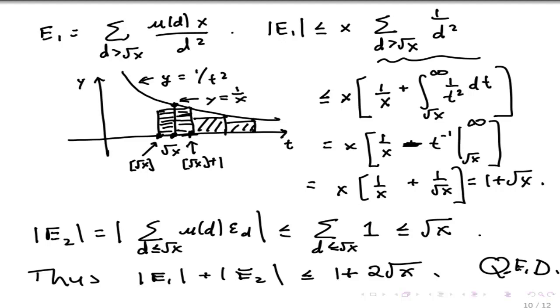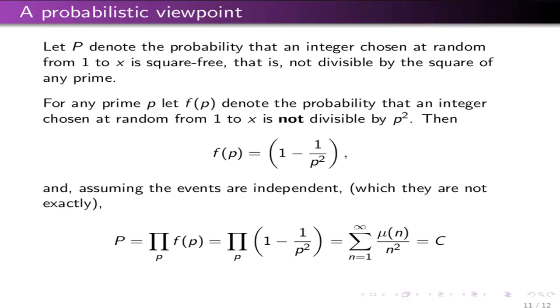But I want to say a little bit more about that constant c. So let's look at it from a probabilistic point of view. I'm going to let capital P denote the probability that an integer chosen at random from 1 to x is square free. That is, not divisible by the square of any prime. So how would I calculate this probability? Okay, so for any prime p, let's let f of p denote the probability that an integer chosen at random from 1 to x is not divisible by p squared.